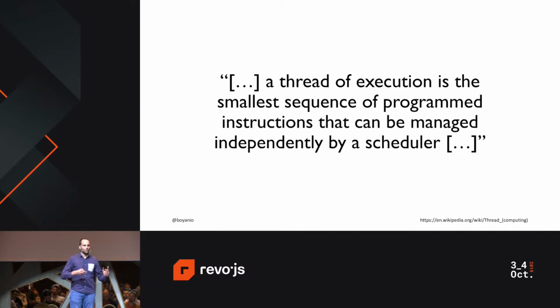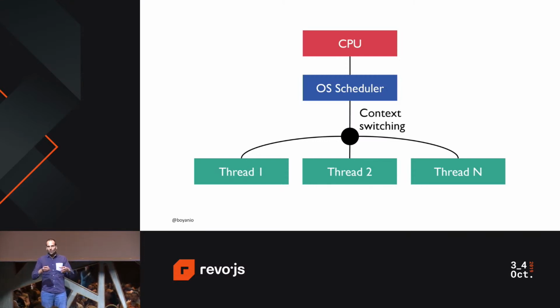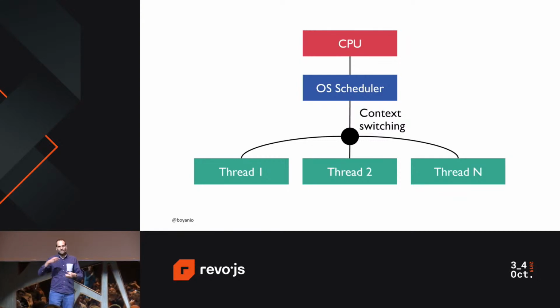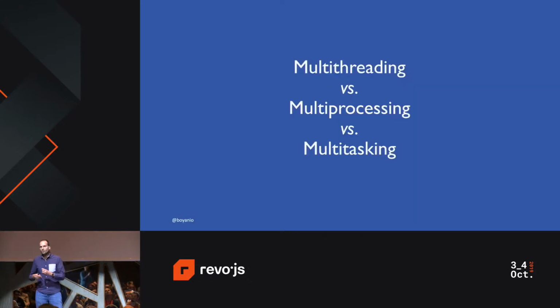Well, now I'm a more visual person, so if I try to put this in an image, it could be something like this. We have a box where our central processing unit is. We have the operating system scheduler in front of it, and then we have all these threads in front of that. And then the scheduler uses something called context switching in order to run this on the same CPU. It's that simple. However, multi-threading is often confused with some other terms, and these are multitasking and multiprocessing.